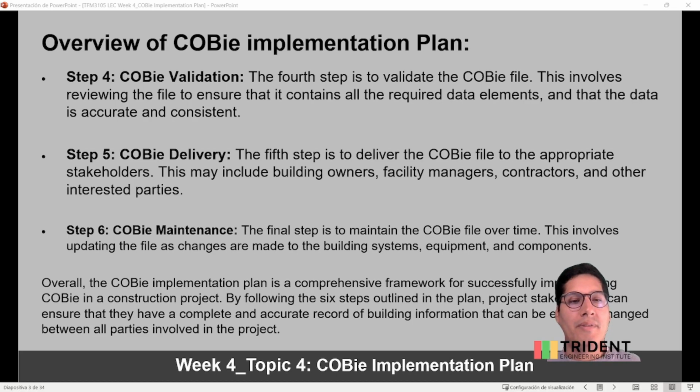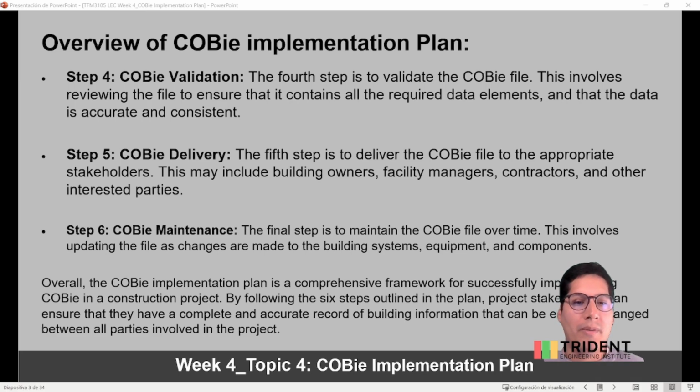Then we have step 6. The last step will be the COBie maintenance. This will be a final step, and sometimes we can repeat this step once we have the file. We always have to maintain the information as accurate as possible, and this is done over time. Well, this step involves updating the file with the changes that were made on the building systems, equipment, components, any element of the building.